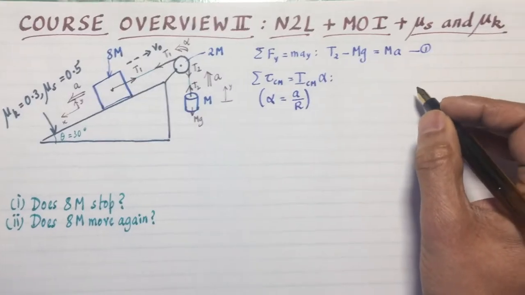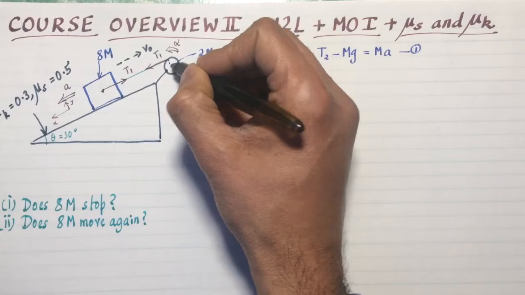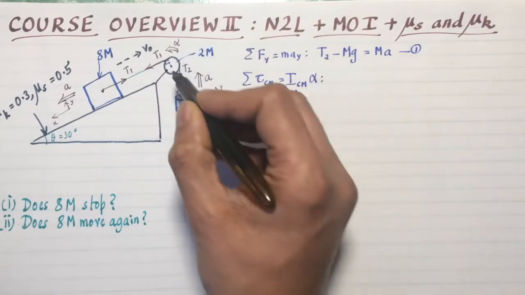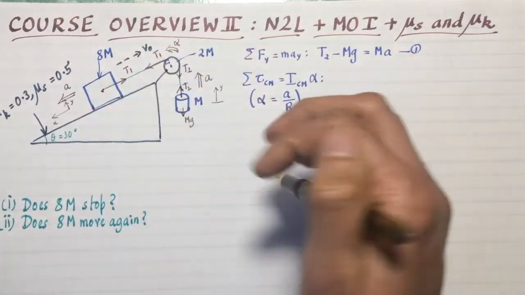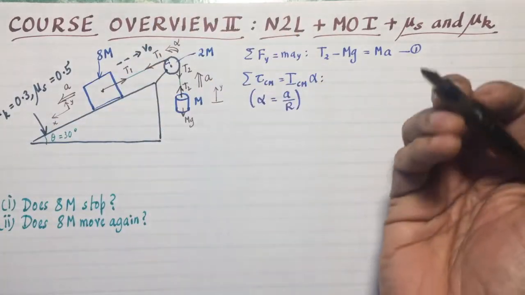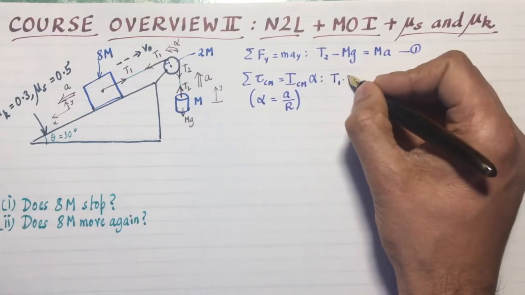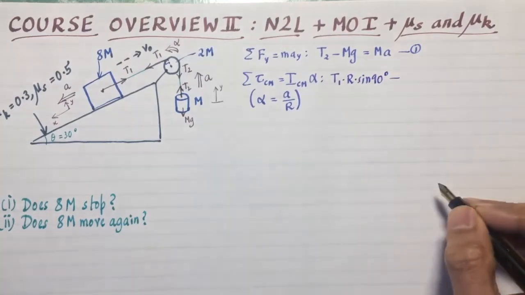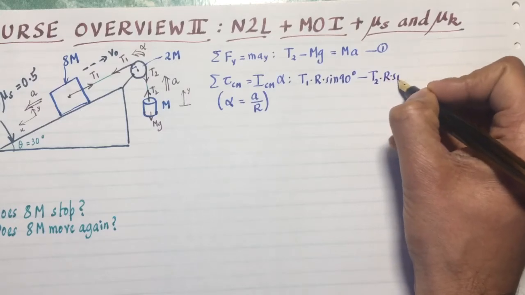Let's write the sum of all the torques. Torque is R cross F. In this case, it's the radius times the force times the sine of the angle, which is 90 degrees. And that's a positive torque because it's counterclockwise. That's a negative torque because it's clockwise. So we can write the signs for those torques: T1 R sine 90 degrees minus T2 R sine 90 degrees.